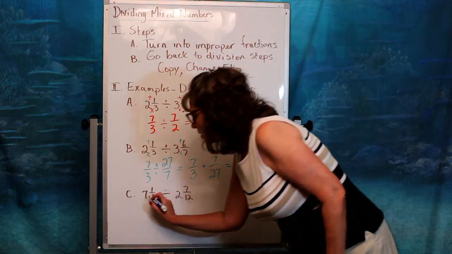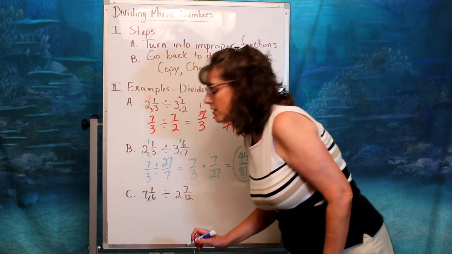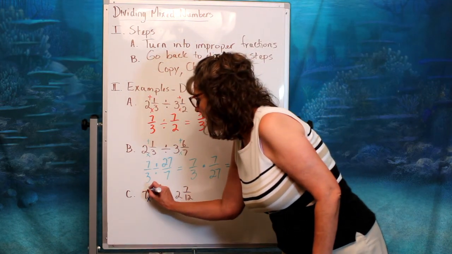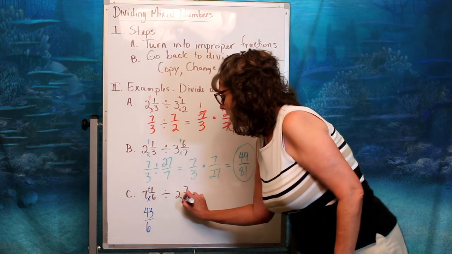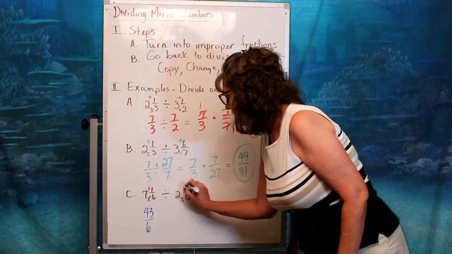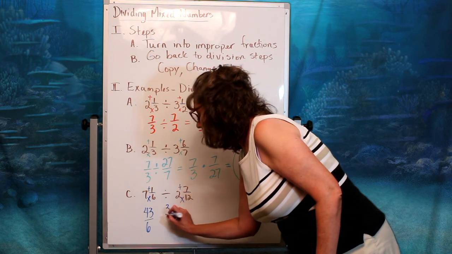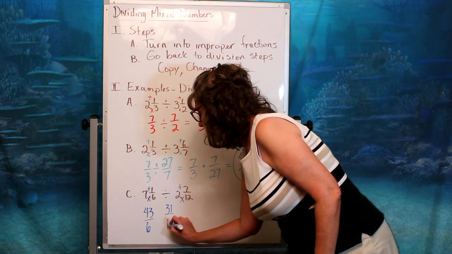So we are going to convert them to impropers. Multiply. 6 times 7 is 42. Add plus 1 is giving me a 43 over 6. Do it again. Multiply. 2 times 12 is 24. Plus 7 is a 31 over 12.